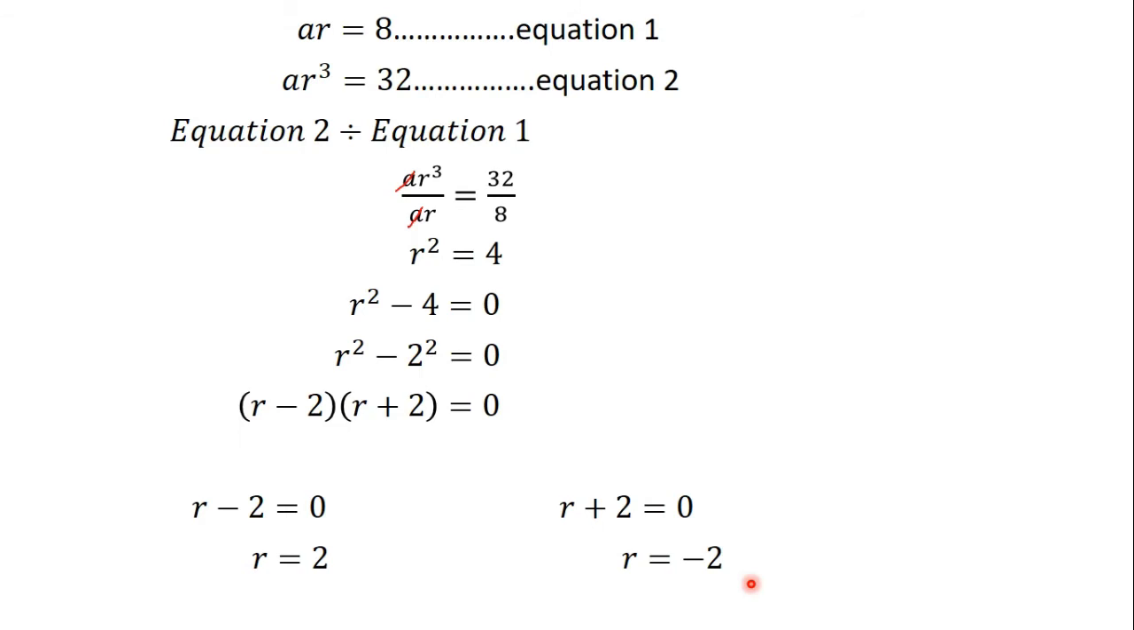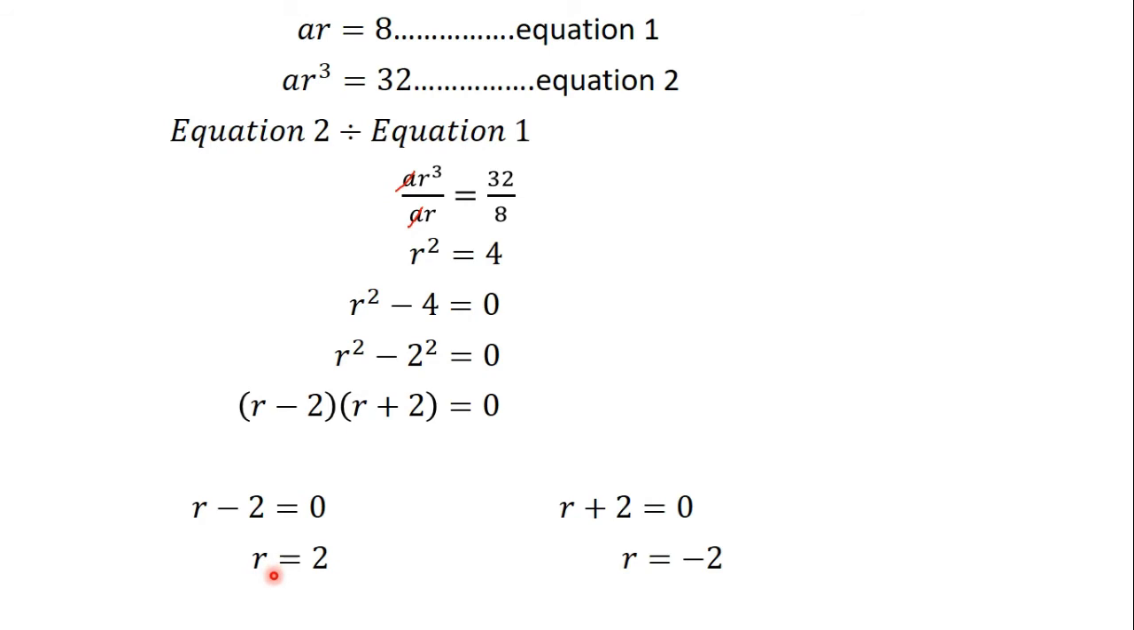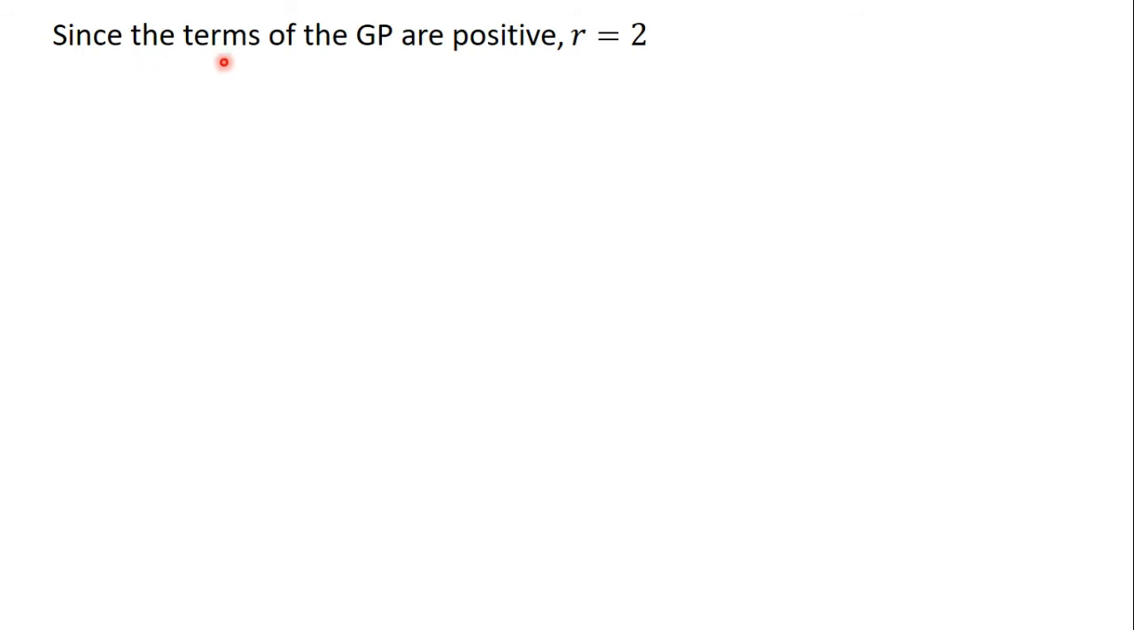But remember that in the question, we were told that the GP has positive values only. That means that all the terms in the GP are positive. If all the terms in the GP are positive, then it means that the common ratio should be positive. Because if the common ratio is negative, then some of the terms will be negative. We know that from the question, all the terms in the GP are positive. So because all the terms in the GP are positive, we are going to pick the positive value of r. Here, we had two values of r. One is positive and one is negative. Because all the terms in the GP are positive, we are going to pick the positive value. So we can say that because all the terms of the GP are positive, then r is equal to 2.